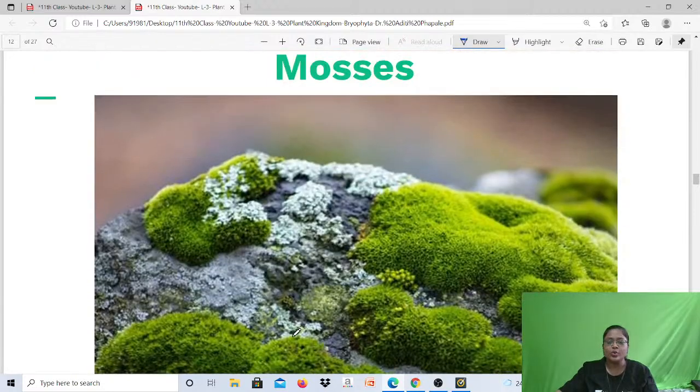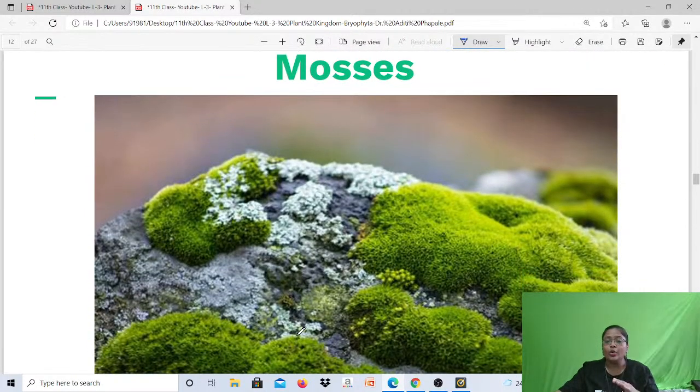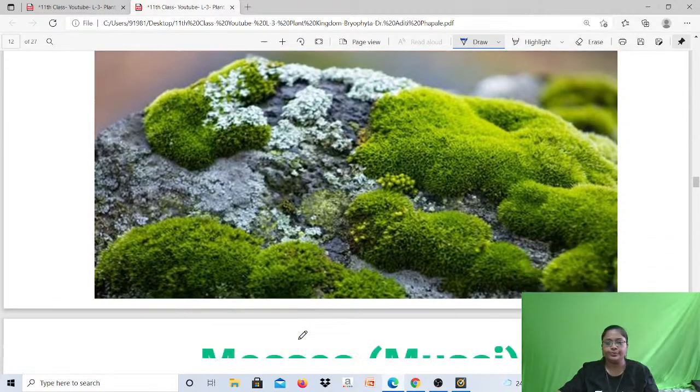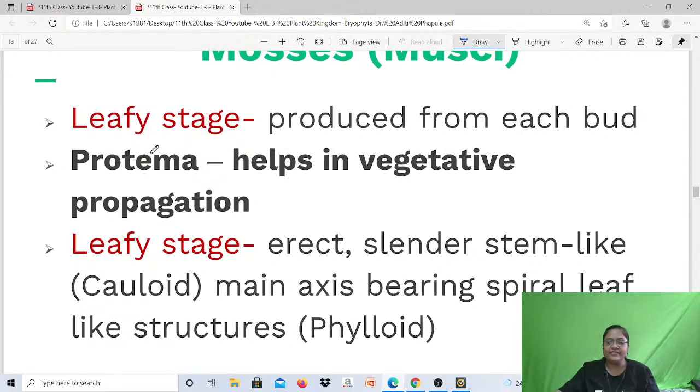See, here I have shown the picture of mosses. Again, you must have seen these mosses on rocks. This is the actual picture of mosses. Then the leafy stage is produced from each bud.